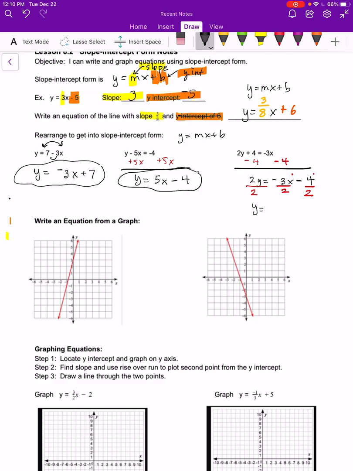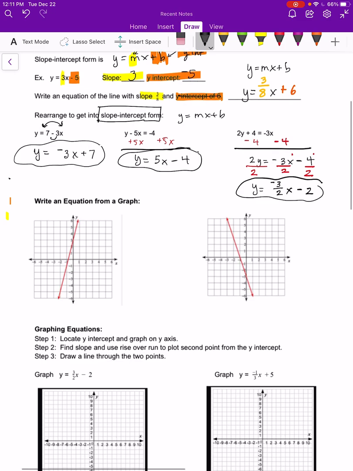So that would give you y equals, leave it as an improper fraction, negative 3/2 x, never change it into a decimal. And then you have a negative 4 divided by 2, which would be a negative 2. And simplify if you can, but if it ends up being improper, just leave it improper. All right, so sometimes you have to rearrange, but we're talking about slope-intercept form.